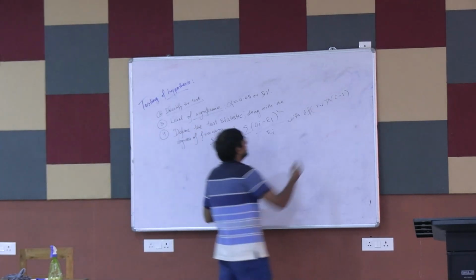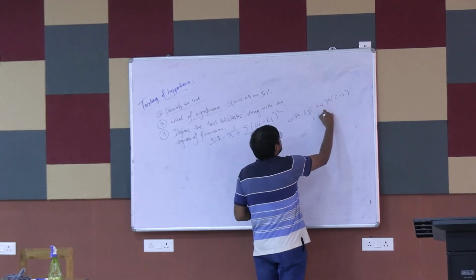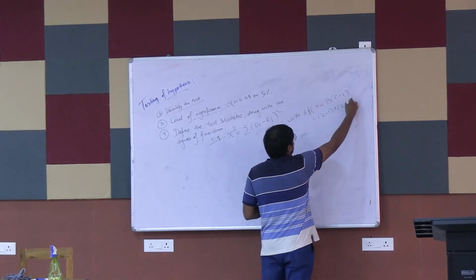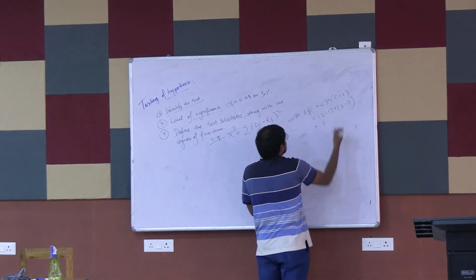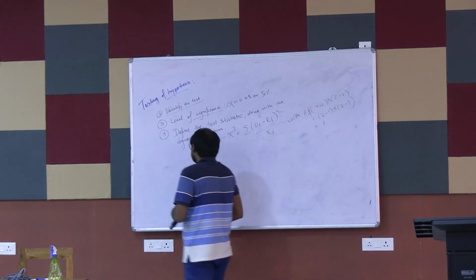And you evaluate this: (R minus 1) into (C minus 1) is equal to (2 minus 1) into (2 minus 1) in the problem we had, which is equal to 1. You can do that much.